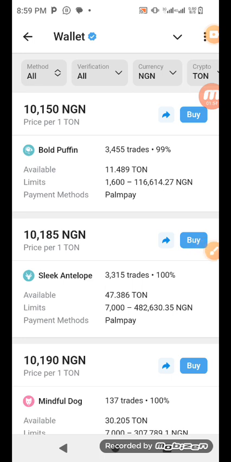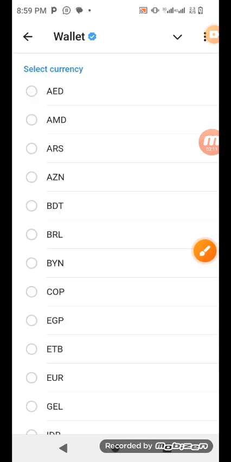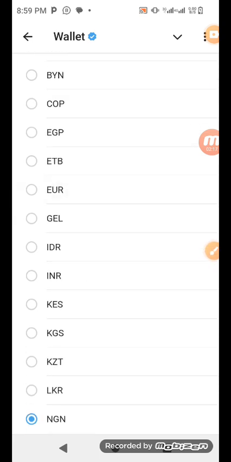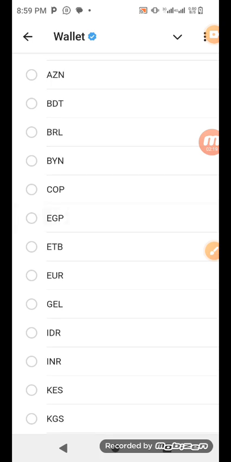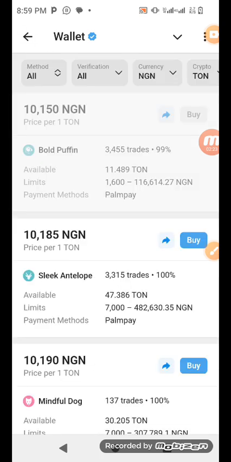This is TON. Remember, it's not only TON you can buy, but what is here now is TON. You are buying with Nigerian naira, because for those of us who are Nigerian. If you are buying with another currency, maybe from another country, click inside here. You can see different currencies lined up: Kenya, euro and all that. There are so many of them. But remember, I am buying with Nigerian naira.